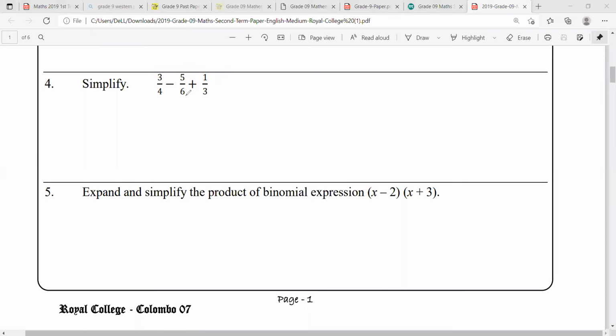Here you have to simplify this expression. For that you have to take all these terms to a common denominator. What is the best common denominator? We can get 12. We have 3 here and 4. You have to turn this into 12. For that you have to multiply this by 3, and therefore you have to multiply this also by 3.